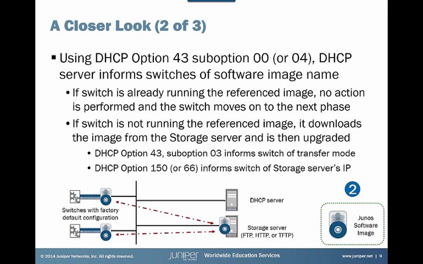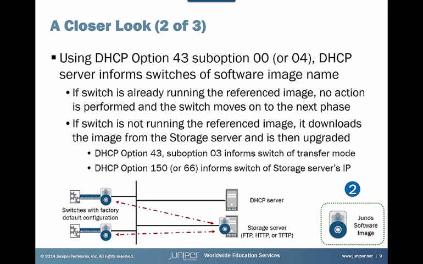So using DHCP option 43 and specifically sub option 0 or suboption 04 within option 43, the DHCP server can inform the switch of the software image that is required on the network. If the switch is already running that version, then it moves on to the next phase. If it's not running that version, it will then proceed to download the software image from the storage server and then perform an upgrade.